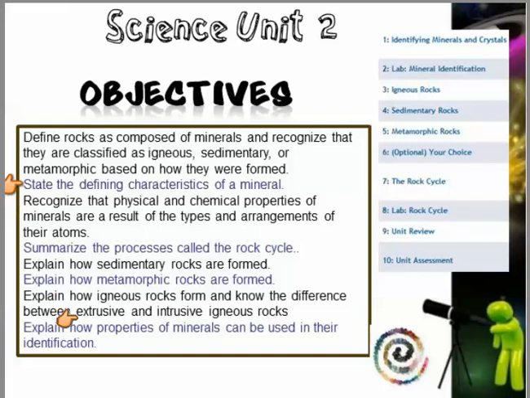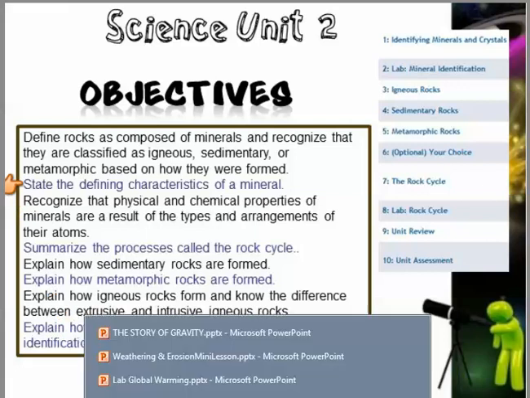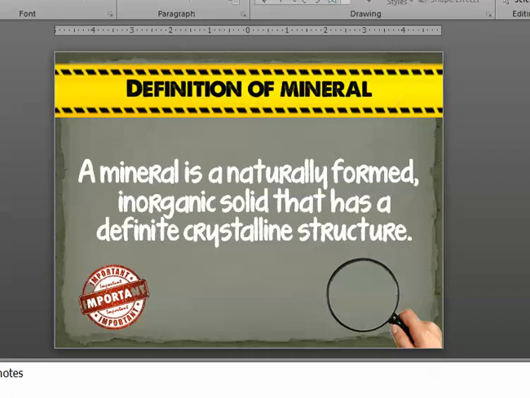State the defining characteristics of a mineral. So I'm going to pull up a PowerPoint here on that. So you want to make sure that you really understand and know the definition of a mineral. That should be in your notes. You should always put definitions of those vocabulary words in your notes. So that should be in your notes.